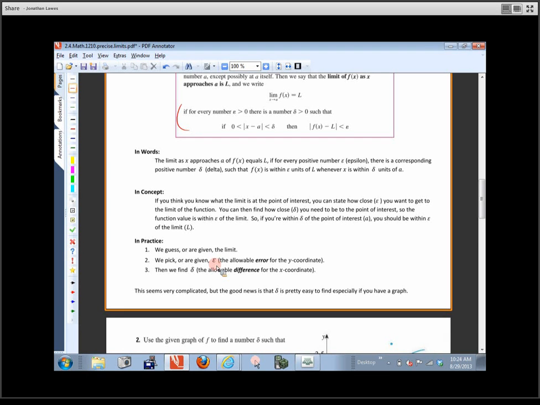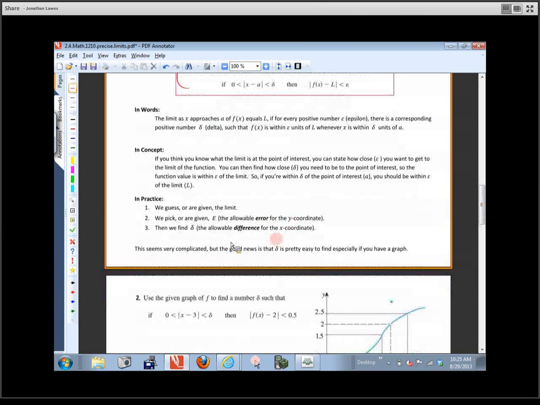And if you can do that, no matter what positive number they give you, so they could give you 1,000,000th or 1,000,000,000th in either direction, you can go up to 12 and 1,000,000,000th, and you can go to 12 minus 1,000,000,000th. That's the size of the window. How big would my delta window need to be in order to produce that? How far can I go in either direction from 4 in the previous example so that that's still true? See why it's a sick game? So we're going to pick or are given an epsilon, and then we find the delta. They give us the allowable error, and we find the difference. Error in the y direction, difference in the x direction.